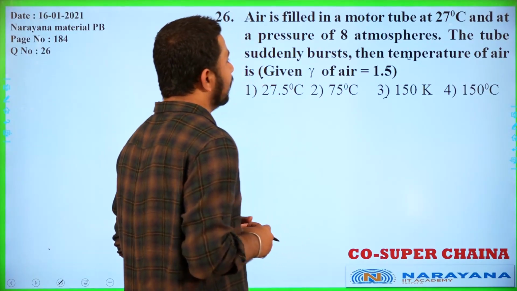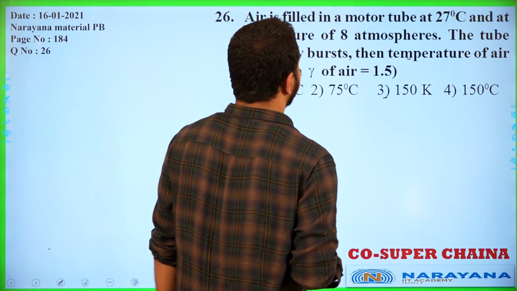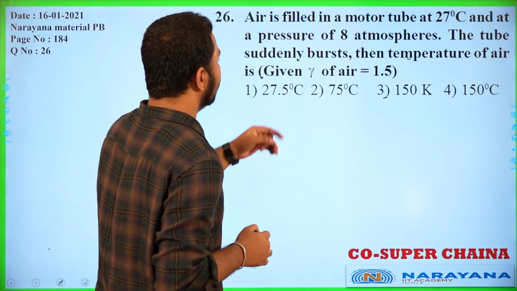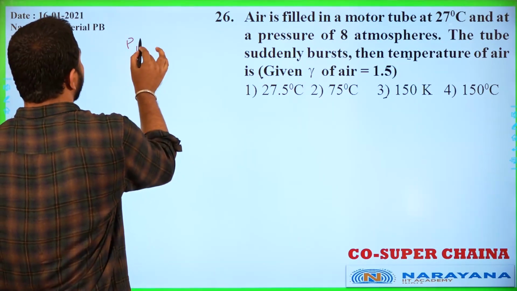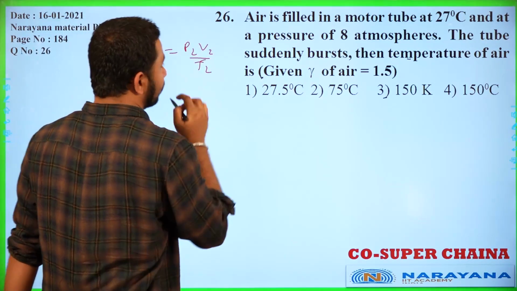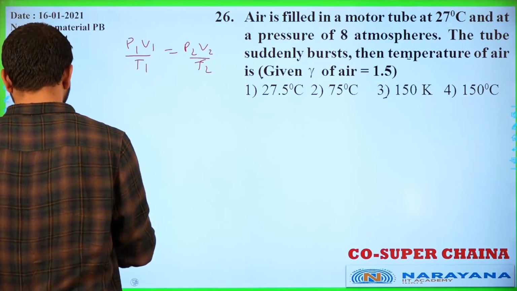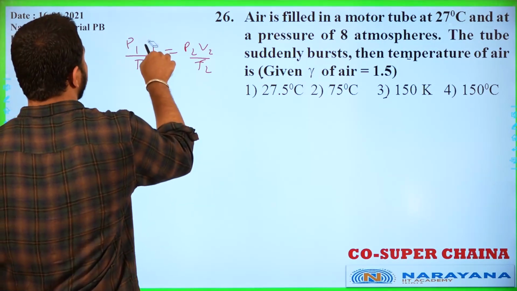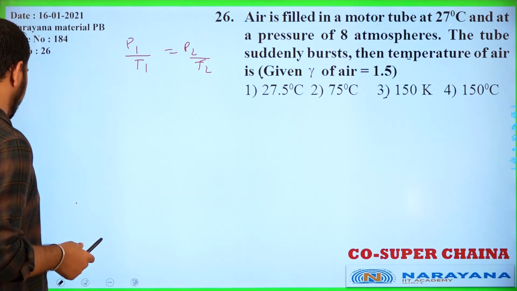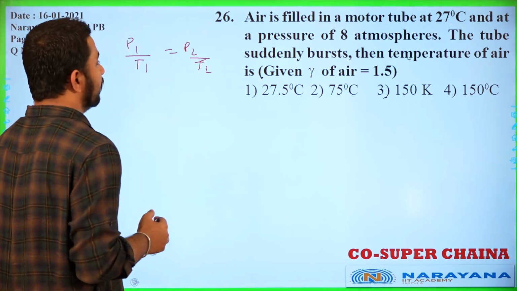Here air is filled in a motor tube at 27 degrees Celsius. The pressure is given to us. It suddenly bursts. The temperature is given. So for pressure and temperature, we know P1 V1 by T1 is equal to P2 V2 by T2. Okay, so here we are given pressure and temperature, so we can write this in terms of pressure and temperature. V1 is fixed here because the volume of this motor tube will be the same as the initial one. So P1 by T1 is equal to P2 by T2.